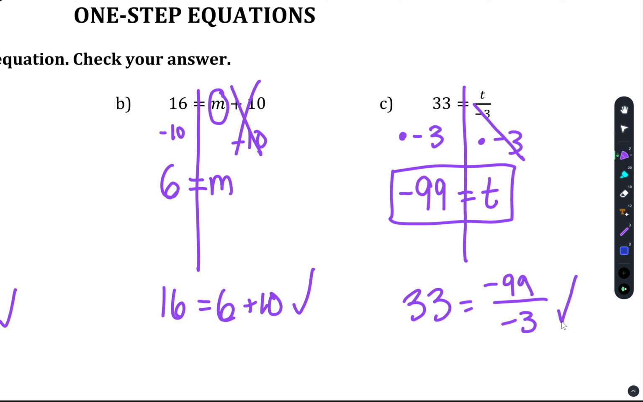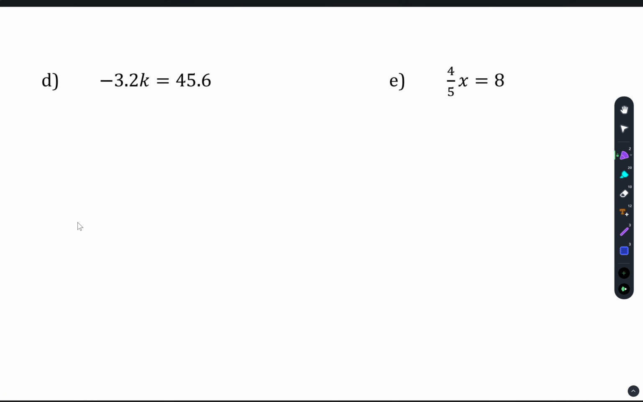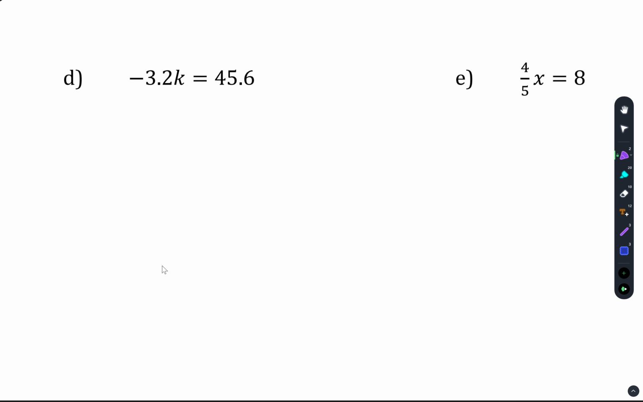That looks good to me. Any questions on this page? All right. Things are going to get a little bit trickier. Just a slightly bit. In letter D, again, I'm going to start by drawing my little railroad track. Here is the variable I'm trying to isolate, k.